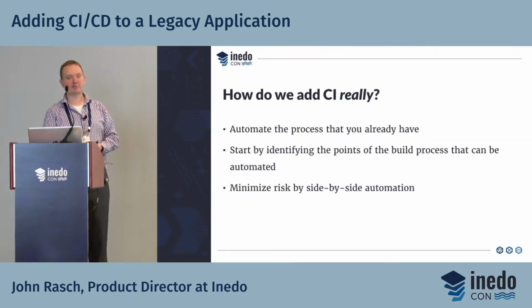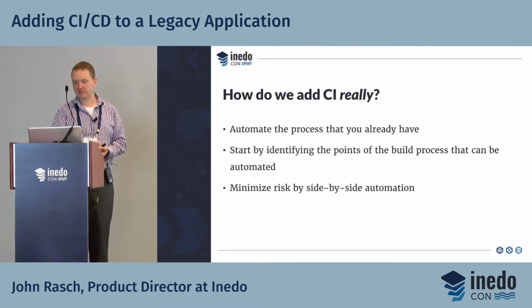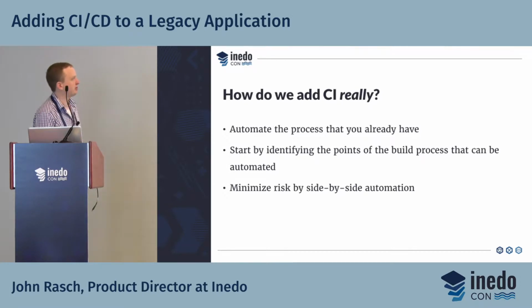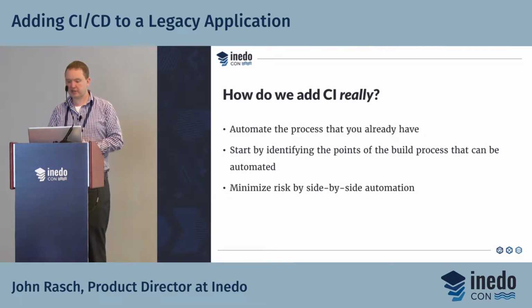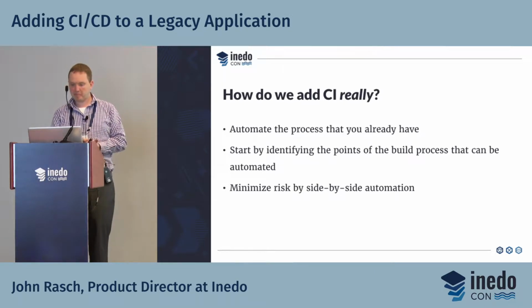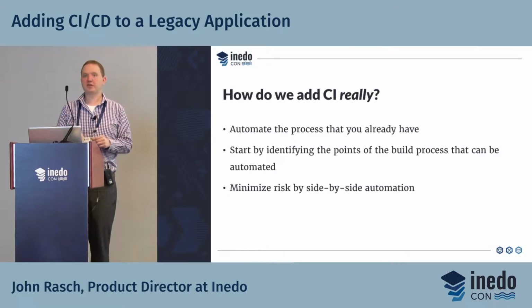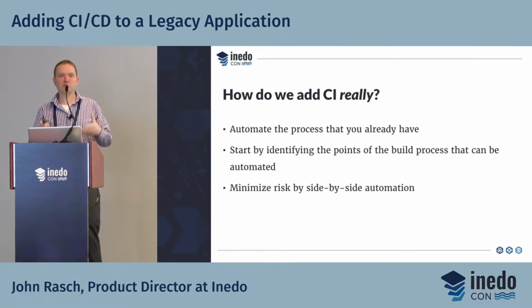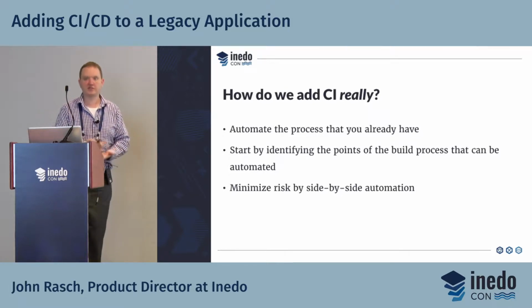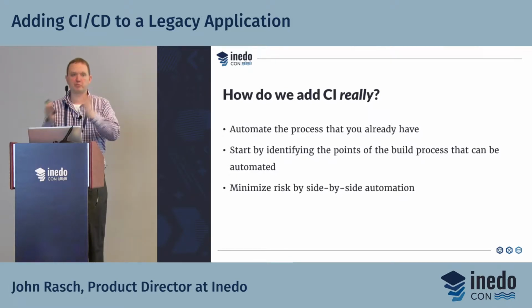The key is to automate the process that you already have. Start by identifying the points of the build process that can be automated. Minimize risk by using side-by-side automation. So how does that work? Basically, you take the process you already have, automate it using a tool like BuildMaster or something similar, and then you could look at both components side by side to make sure that it actually works correctly.